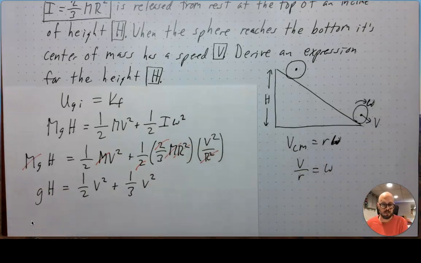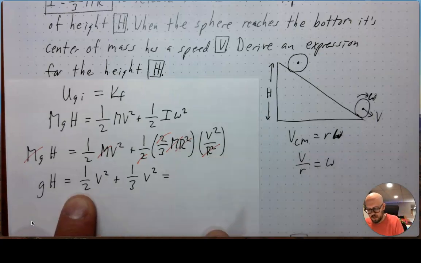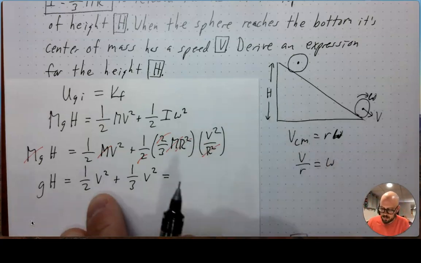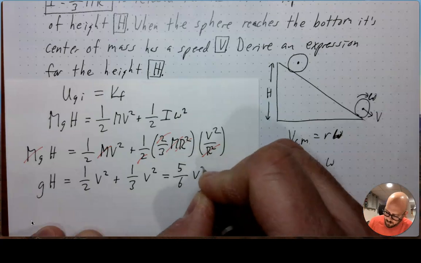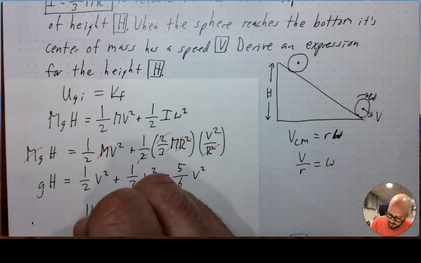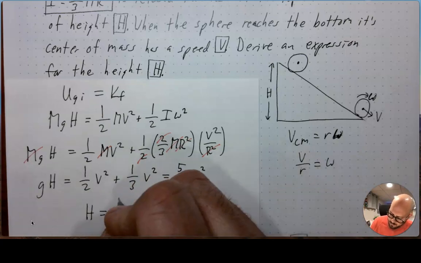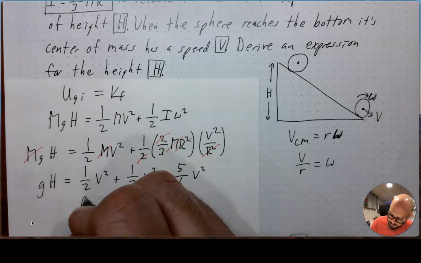And so that's dealing with adding fractions, so we'll do adding fractions for a moment. 1/2 and 1/3, the common denominator is 6, so that's 3/6 and 2/6. That's 5/6 v squared. If I solve this for h, I get h equals 5v squared over 6g.